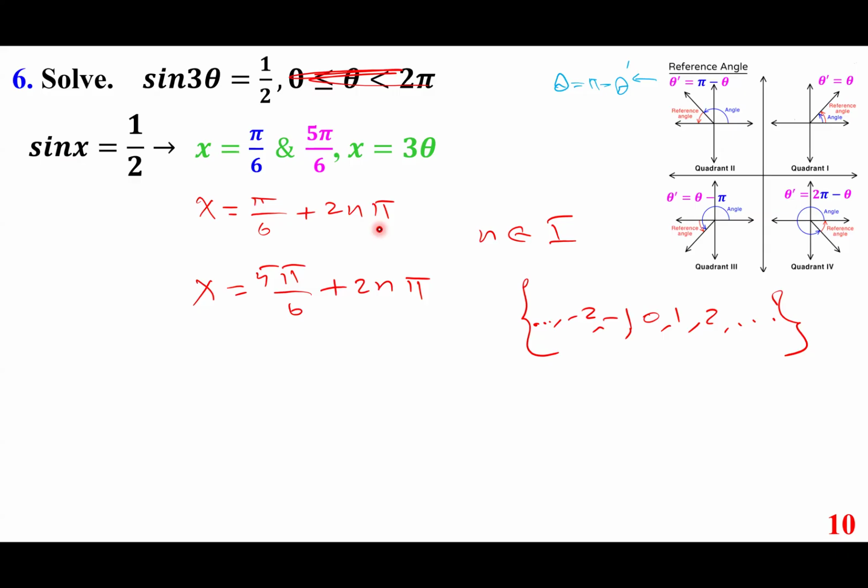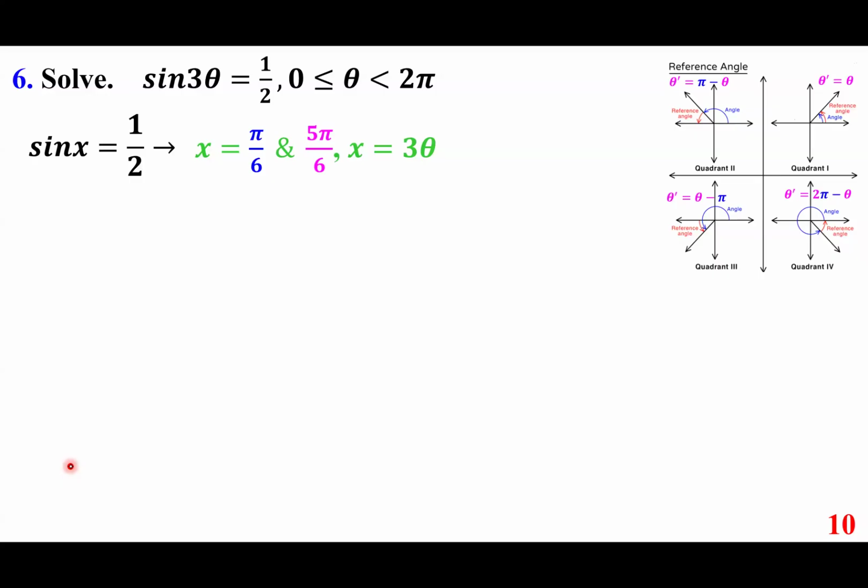Now I want to go back to this question. To go back to this question, let me erase my work. Now x equals 3 theta. So 3 theta is either pi over 6 or 5 pi over 6. So how do you deal with that? Here's the methodology that we use. We have to use plus 2n pi. Then we're going to divide by 3, everybody.